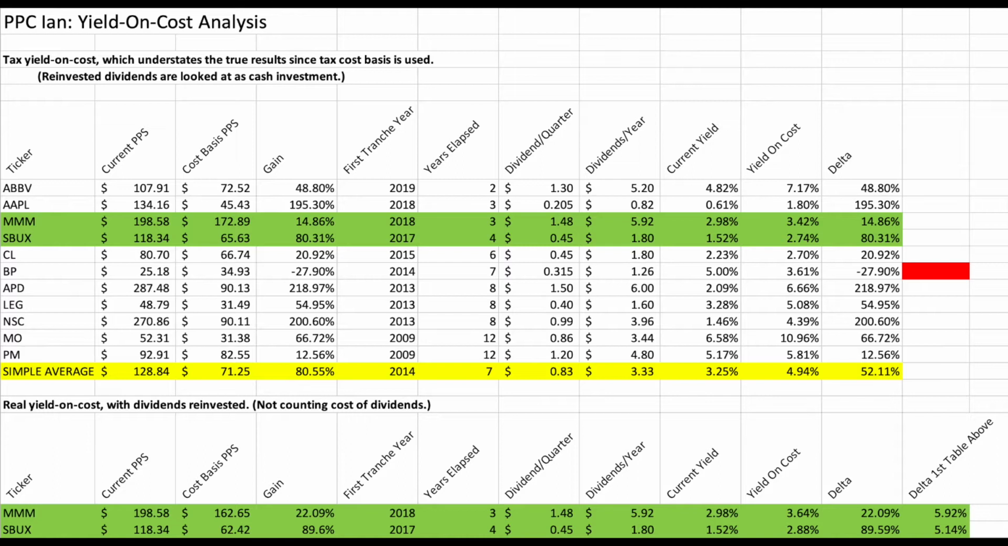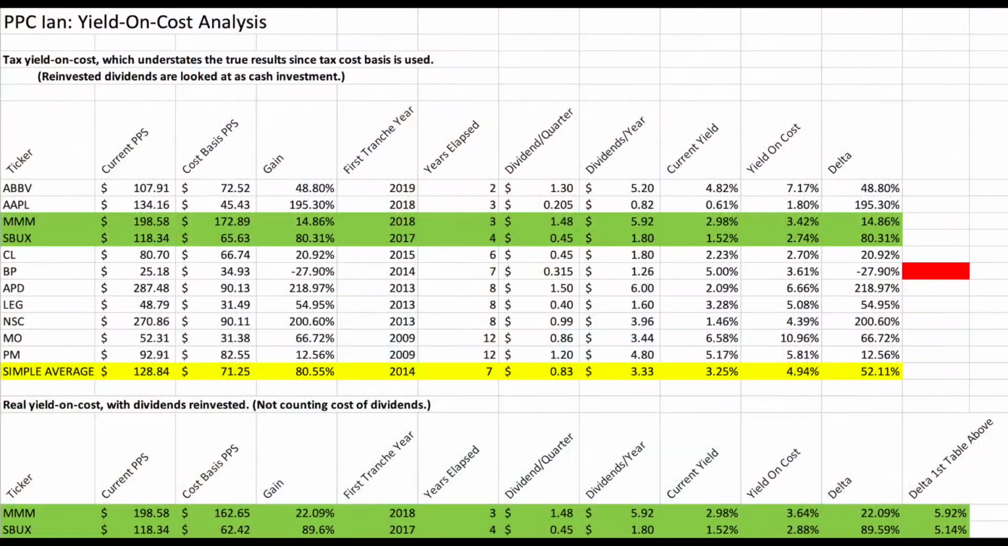So just by being in the game, having a broad portfolio of dividend stocks for 7 years, which is the example sample size of stocks shown here, that's a 52% better yield on cost than the current yield. And that's just 7 years. Imagine what it'll be in 30 years or 40 years. That's what's so exciting about dividend growth investing.